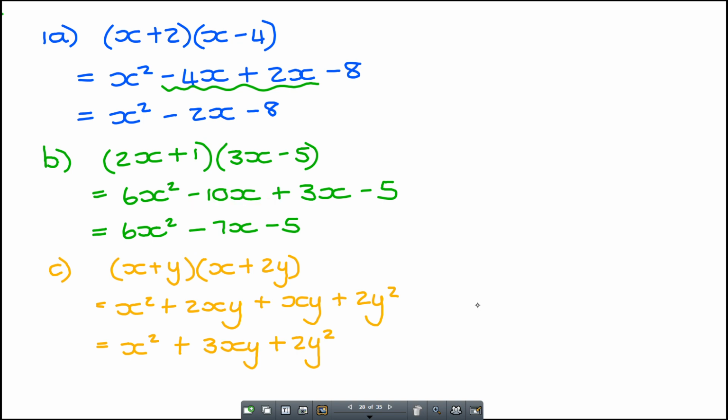Right, the last one. X times x, x squared. These two multiplied, 2xy. Inner terms, xy, and then last terms gave me 2y squared. Now I've got to look for like terms. So 2xy plus, there's actually a 1 in front. Xy will give me 3xy. Any questions?